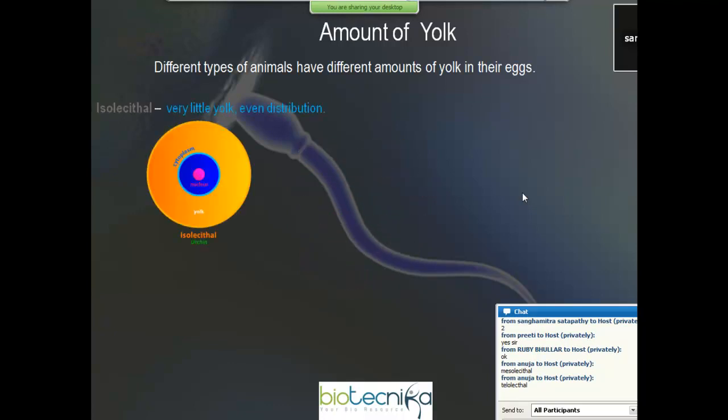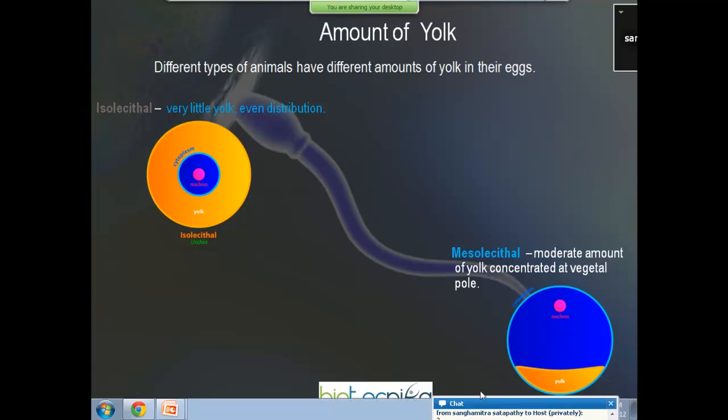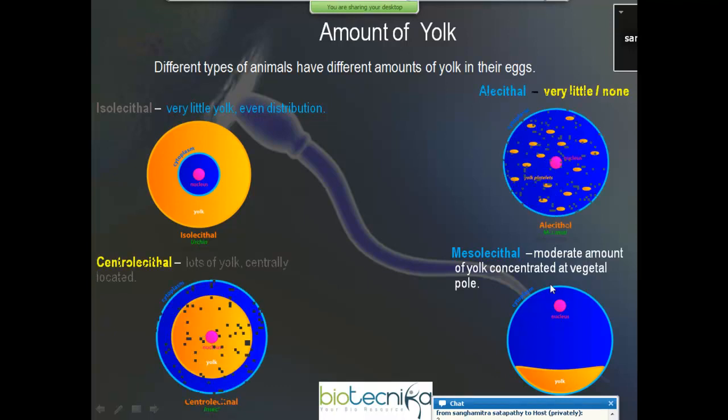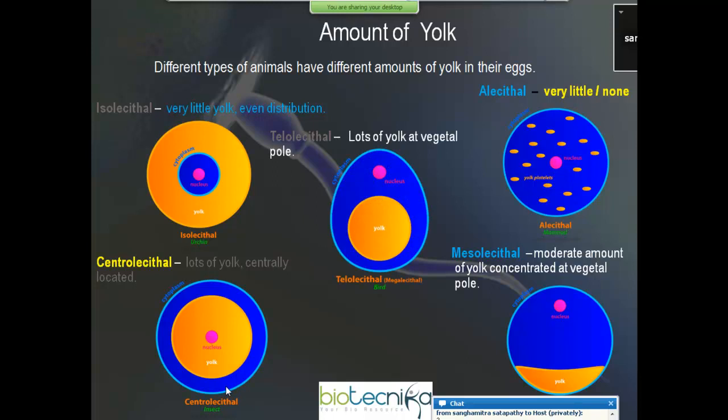If you see, this is your isolecithal, where there is very little yolk, evenly distributed. Example is your Sation. The next one is your mesolecithal, a moderate amount of yolk concentrated at the vegetal pole. Always the yolk will be present only in the vegetal pole, not in the animal pole. Alecithal has very little or none, example mammals. Centrolecithal is centrally present with a lot of yolk, example insects. The last, telolecithal, has a lot of yolk at the vegetal pole, and examples are birds. So these are the different types of yolk.